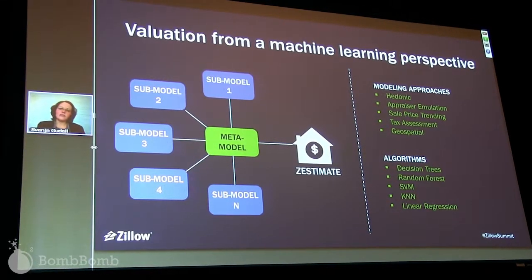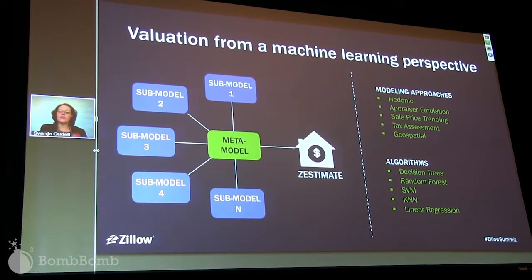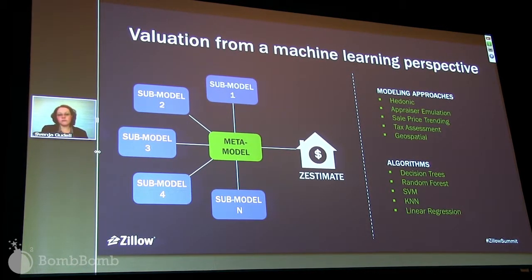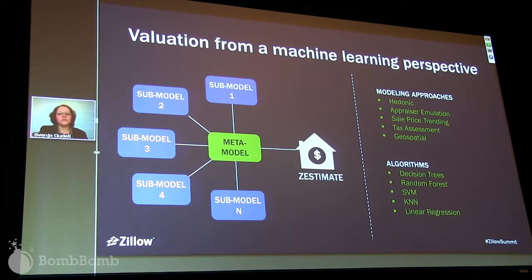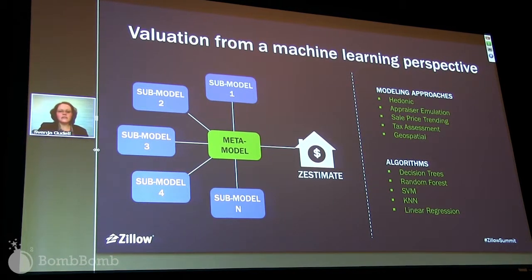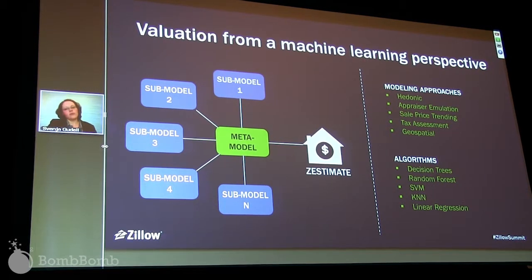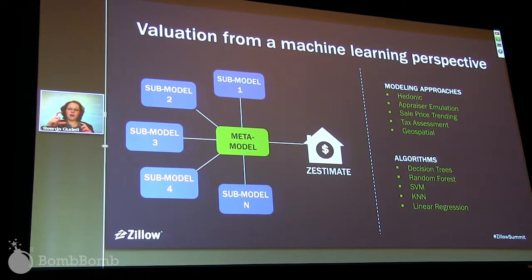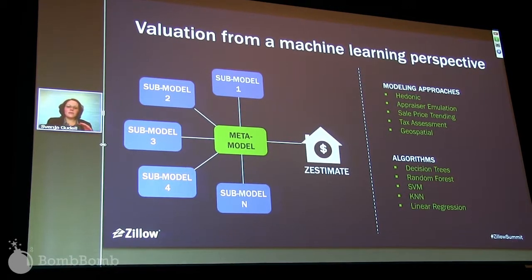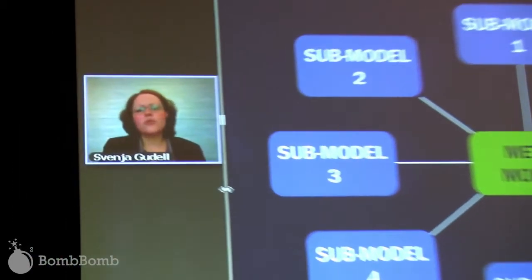And what happens within each micro-region is what you see right here on this slide. In this micro-region, we have a whole bunch of sub-models that run. And, for example, sub-model 1 will be a combination of this modeling approach and an algorithm. So think of a hedonic model and a linear regression together, or an appraiser emulation together with a random forest approach. So we kind of pair the two, the model and the algorithm, and that makes a sub-model. And then we have a lot of these pairings, and they all run, and sometimes they do really well in an area, and sometimes they don't do so well.